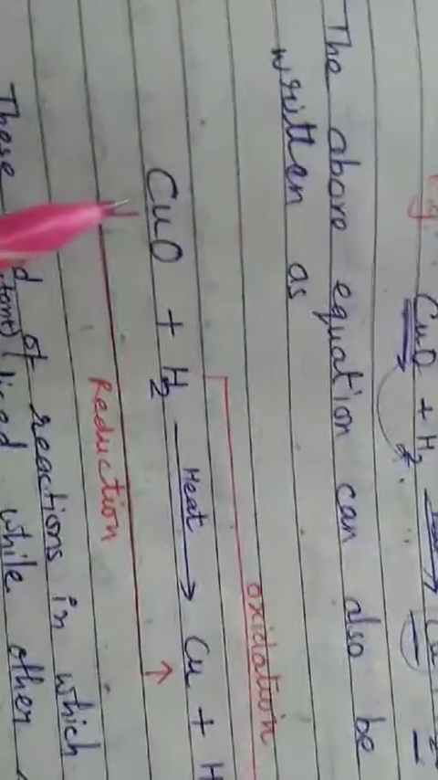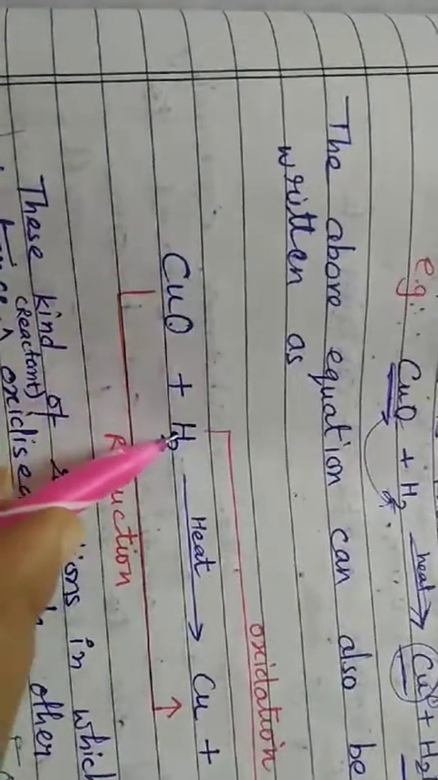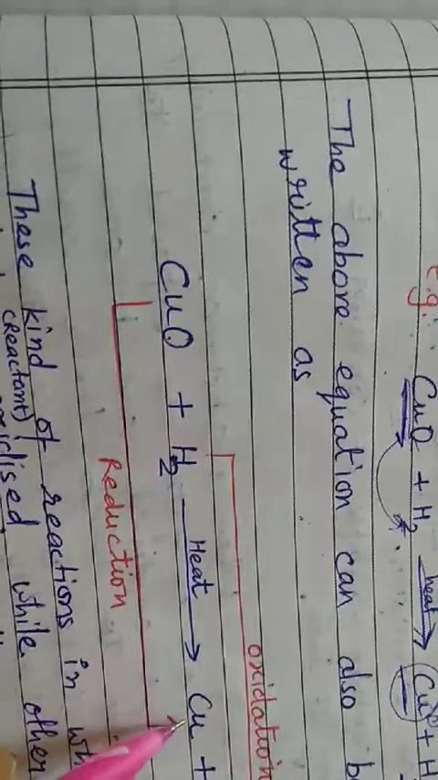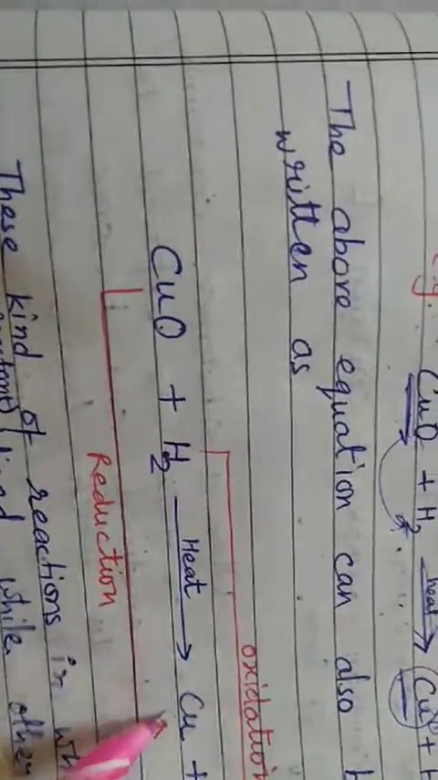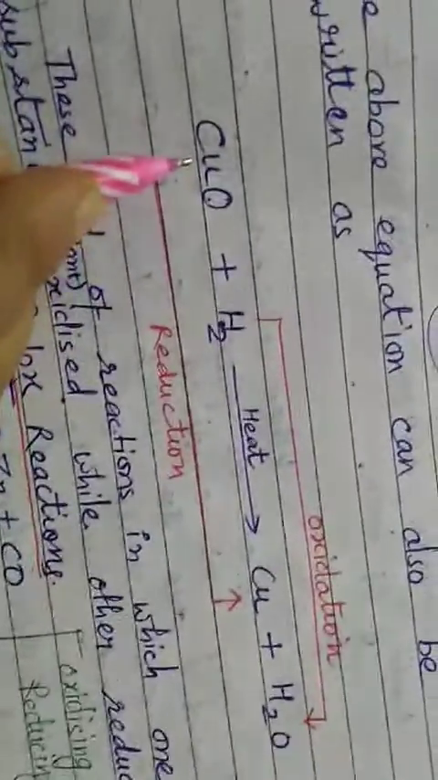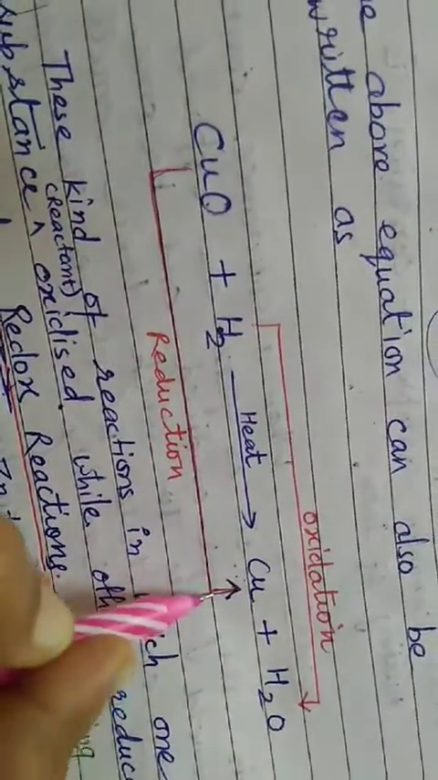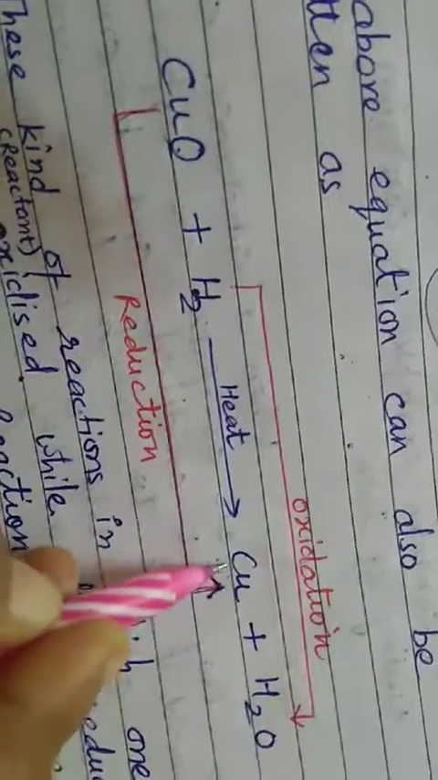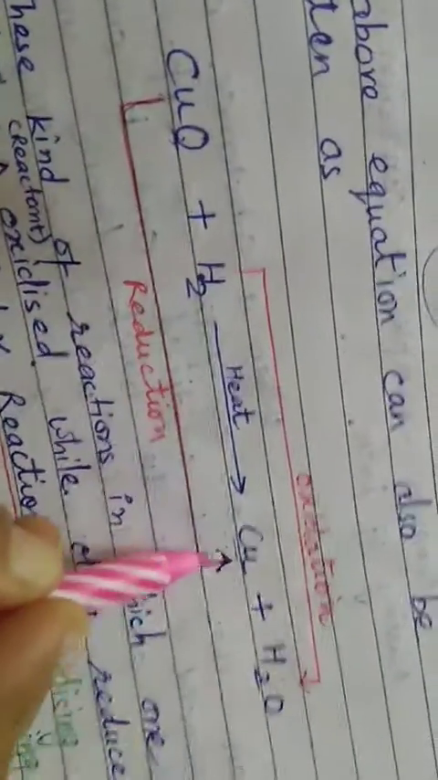For example, here we have taken the example of copper oxide in presence of H2. When you heat it, what has happened? You get water and copper. So here you can see that copper oxide becomes copper after the reaction. Here what is taking place? O is removed. That means the copper oxide gets reduced.